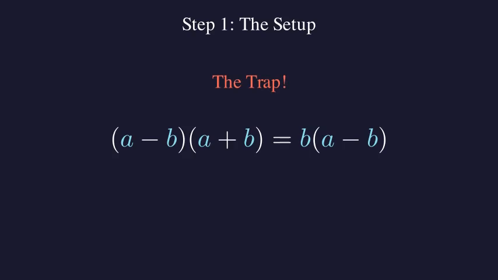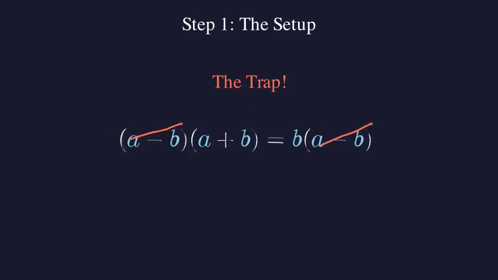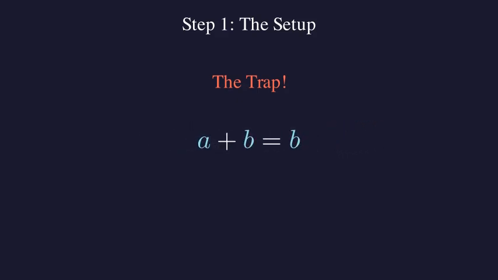Here's the trap. Notice that both sides of the equation feature the term (a minus b). The temptation is simply to divide both sides by this term to simplify the equation. Watch as we slash through (a minus b) on the left and the right, causing them to disappear. We are left with a simple statement, a plus b is equal to b.